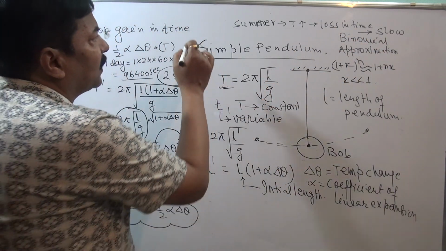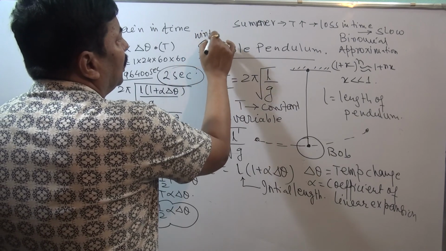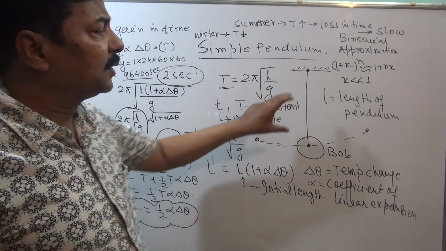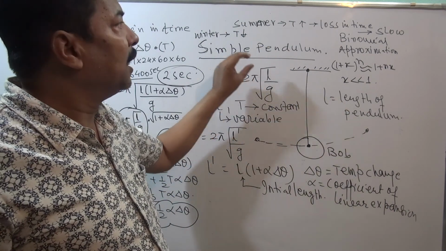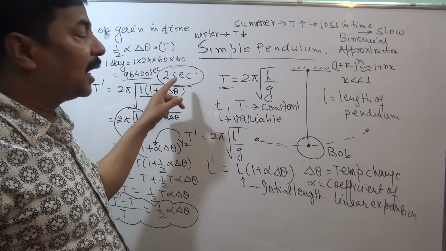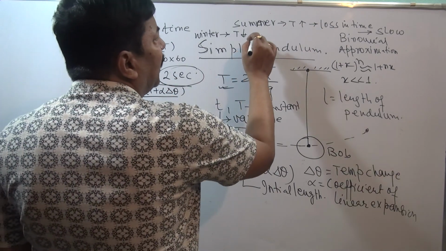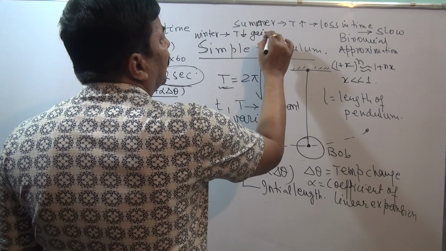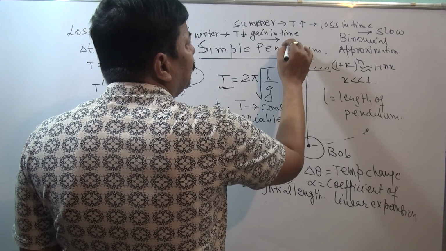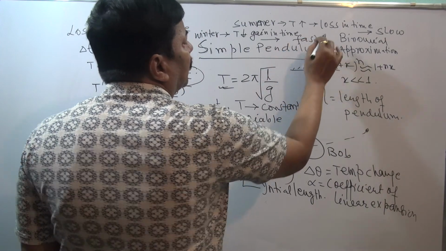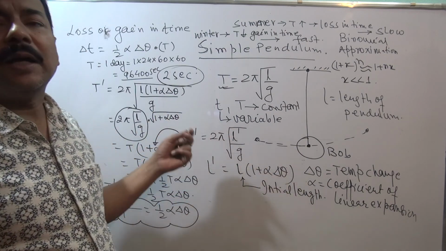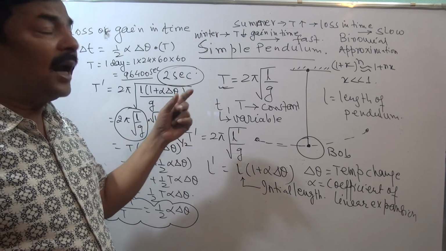And just in the reverse case, in winter we will get the time period will decrease. Why will the time period decrease? Because this length will decrease, so this L will decrease, so the time period will decrease. That means this 2 seconds will become 1.8 seconds or 1.9 seconds, for example. Then we will say it is gain in time. And if it is gain in time, the watch becomes fast. So you should understand it very carefully. What does it mean by loss in time or gain in time?